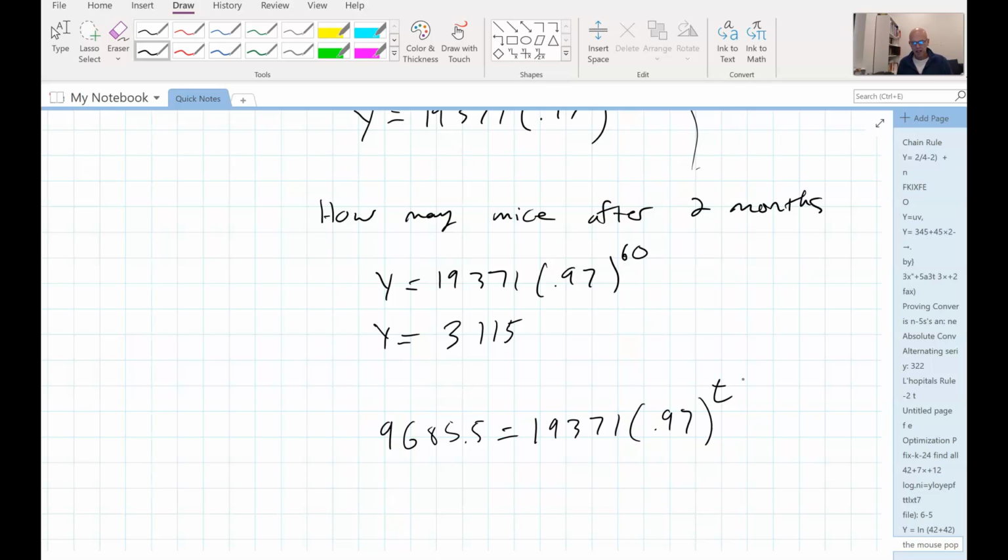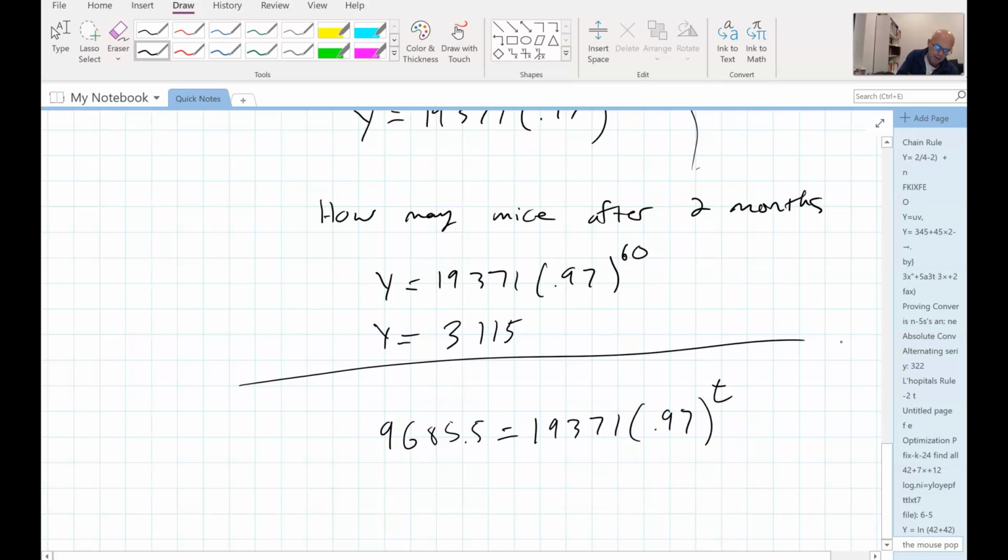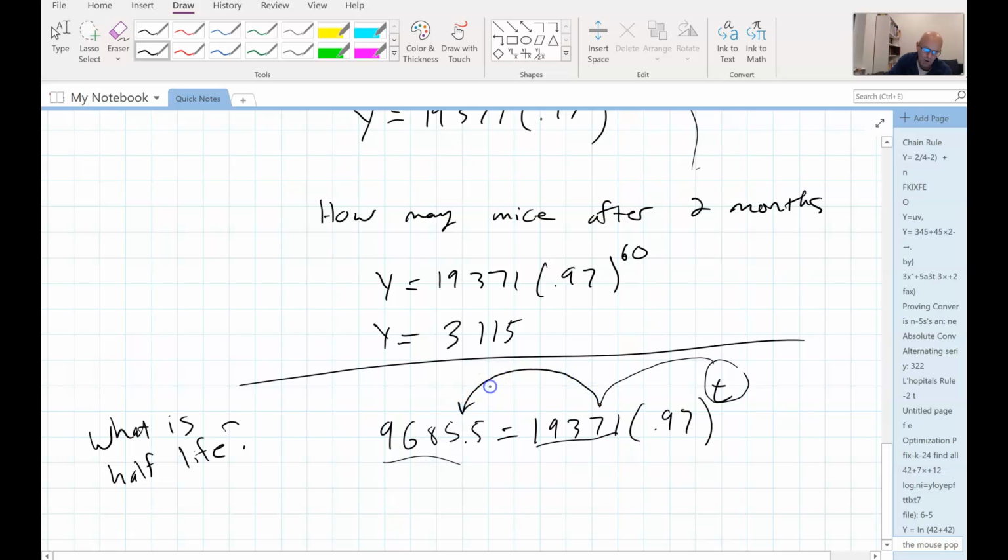Now usually we don't talk about half-life in a mouse population, but I just kind of wanted to throw this math in here while you're at it, because this is something else you need to be able to do. So what is the half-life is what we're asking right now. So see, what we've done is we've taken the initial value, divided it by 2, and put it over here, because we want to know how long it'll take for this to be reduced to half of what it was. Okay, so now if you divide this into that, you get 0.5.